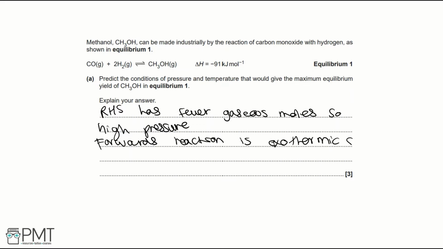So to get the 3 marks for this question, you get a mark for saying that the right-hand side has fewer gaseous moles. You get a mark for saying that the forwards reaction is exothermic, and then you get a mark for saying high pressure, low temperature.